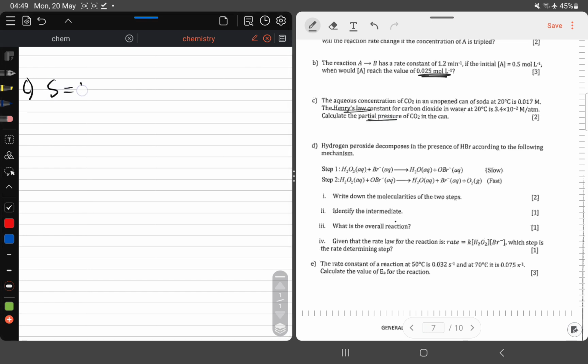It says S is equal to KH times P, where S is the solubility, KH is Henry's constant, and P is the pressure. So we have it like this. Now, let me tell you, we have two versions of Henry's law. This is the first one.